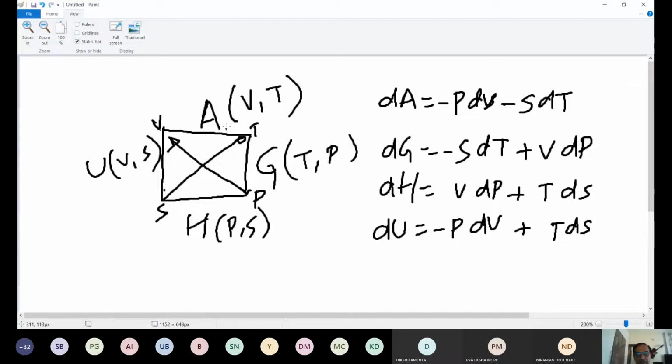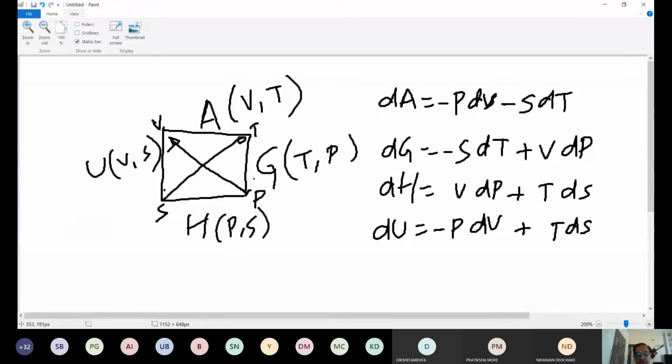If we write dA, it is a function of V and T, so we will have dV and dT terms. The coefficient of dV is the term opposite to it, which is pressure, so P dV, and the coefficient of dT is S, so S dT. The sign is negative if the arrow is pointing towards dT and dV, so minus S dT and minus P dV.